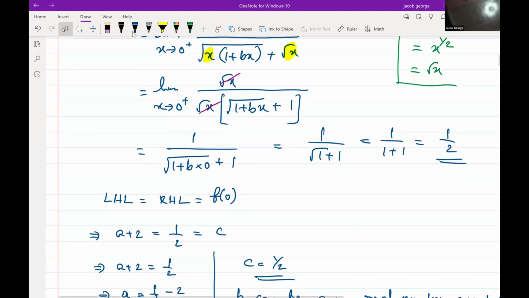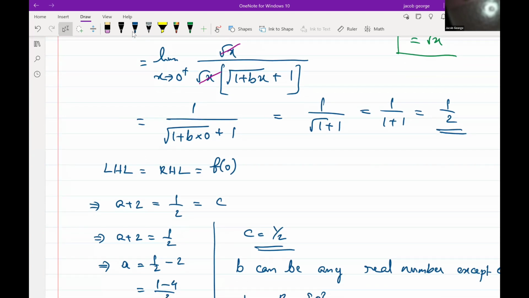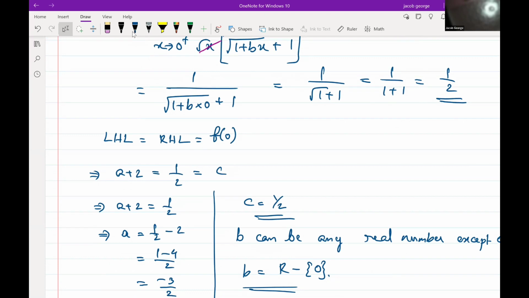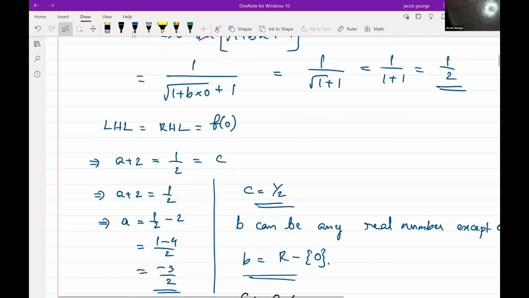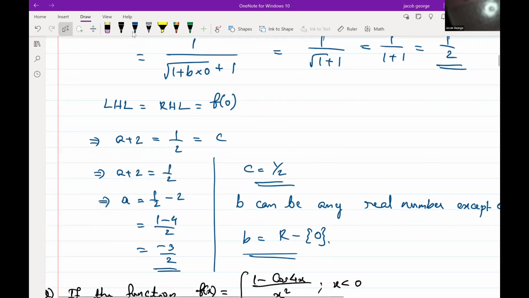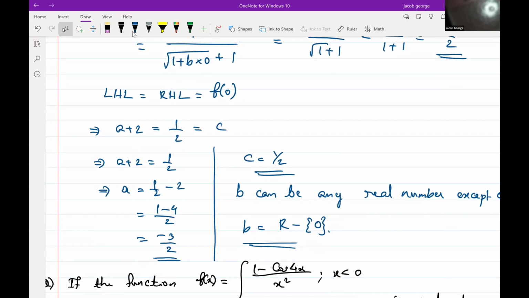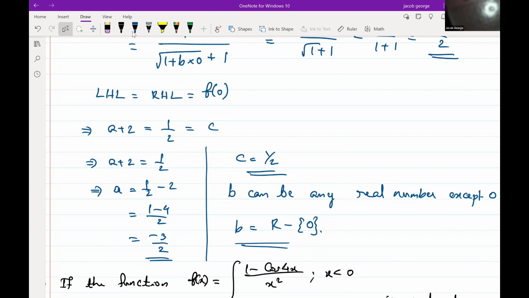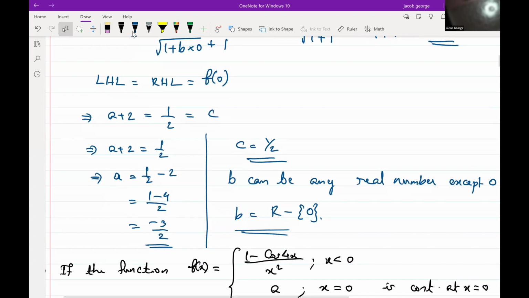Then we equate LHL equal to RHL equal to f of 0. So then we get a plus 2 is equal to 1 by 2, a is minus 3 by 2, c is 1 by 2. But we cannot get b from here, because b is in the denominator of one of the expressions in the question. So since b is in the denominator, it can't be 0. So we write b belongs to R minus {0}. So this is like a 3-marker or 5-marker type question. Is that clear?